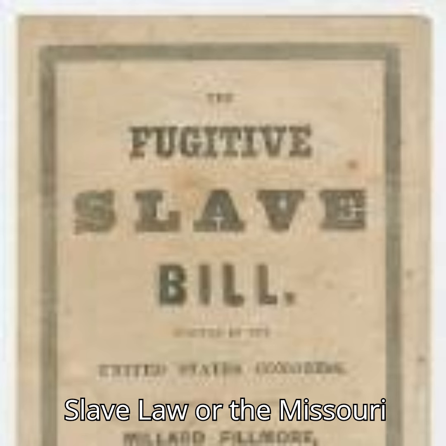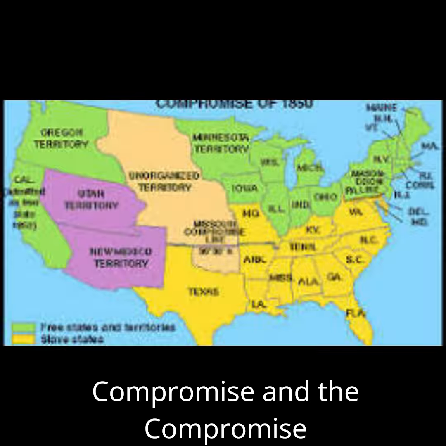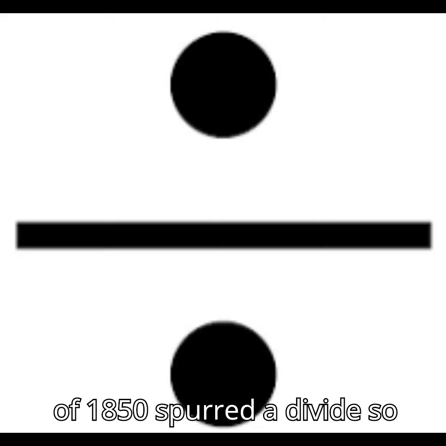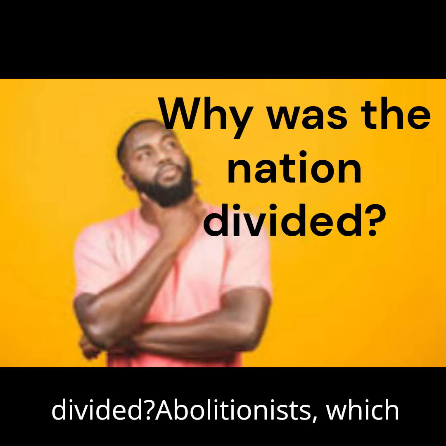In this wake, a flurry of policies like the Fugitive Slave Law, the Missouri Compromise, and the Compromise of 1850 spurred a divide so deep between the North and South that the problem was going to gear into war. But why was the nation divided?